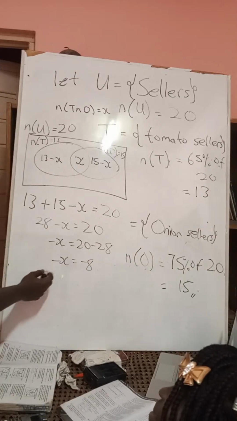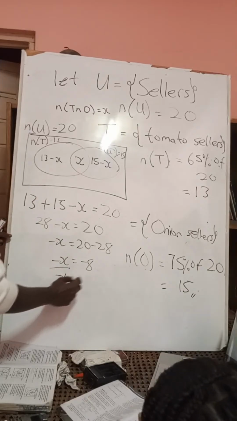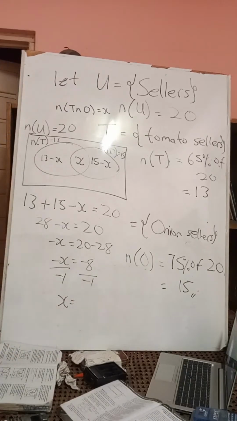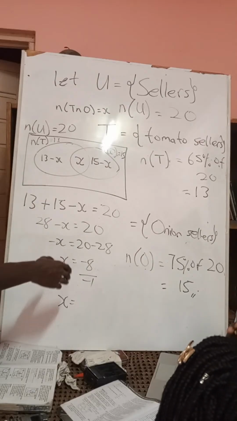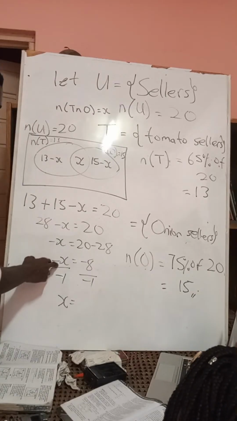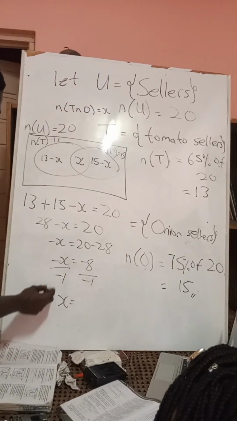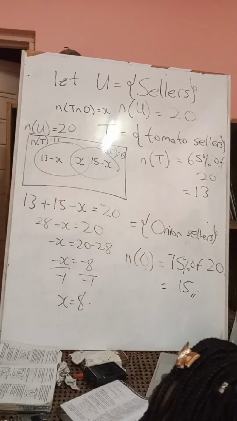So this one, after that, we divide both sides by negative 1. Because we are looking for x, and there is a negative number attached to x. So we want to divide through so that you remove the negative. What you can do is divide both sides by -1. So we'll be having x equals what? 8. That's all.